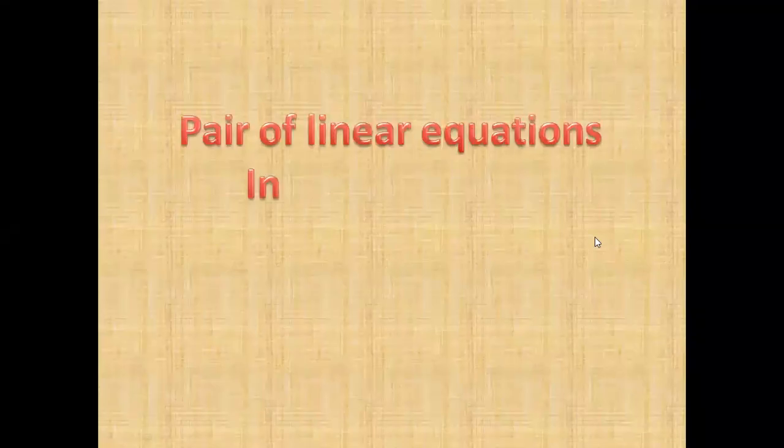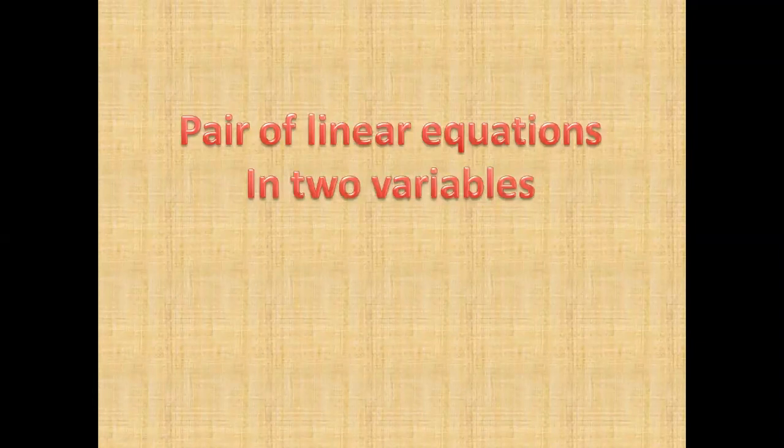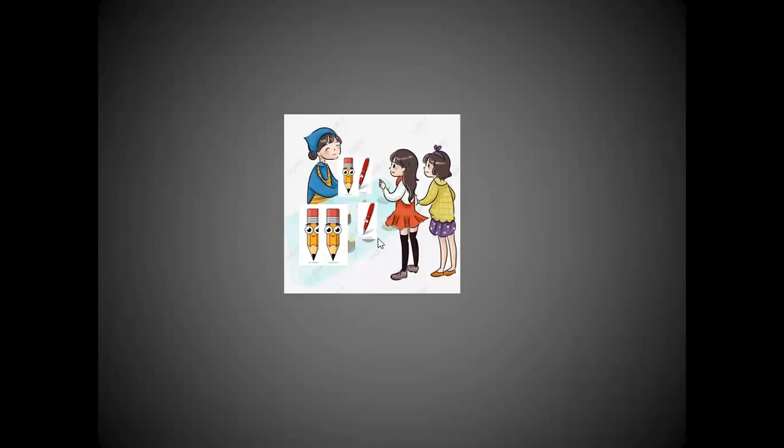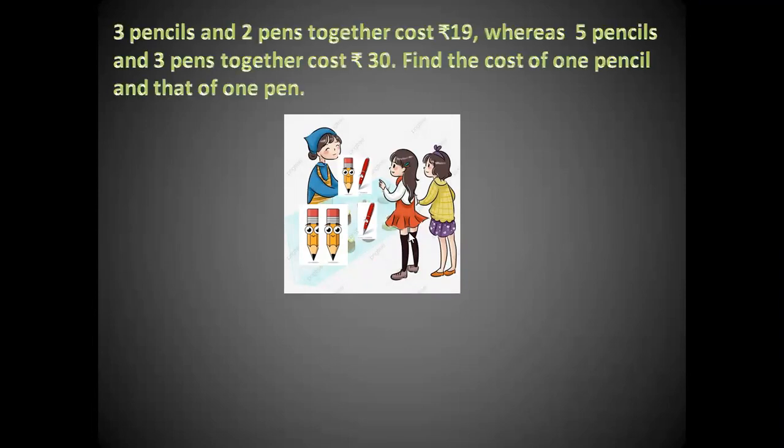In this video, you are going to learn about pair of linear equations in two variables. Now, you are thinking of purchasing some pencils and pens, and you go to a shop with your friend. You purchased 3 pencils and 2 pens. Together, it cost rupees 19, whereas your friend purchased 5 pencils and 3 pens. Together, it cost rupees 30.